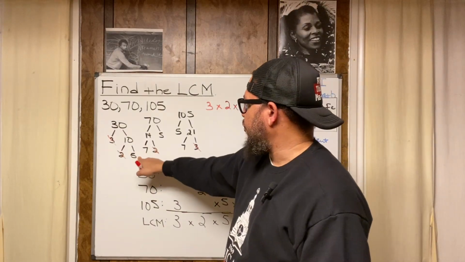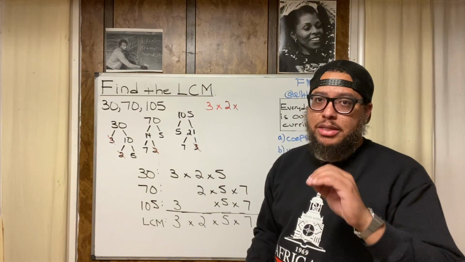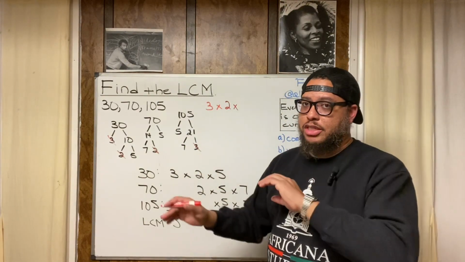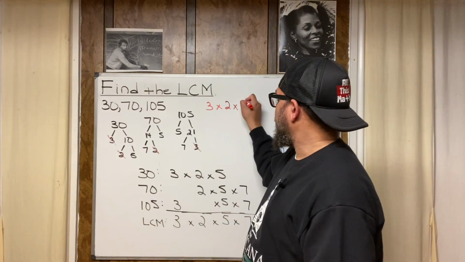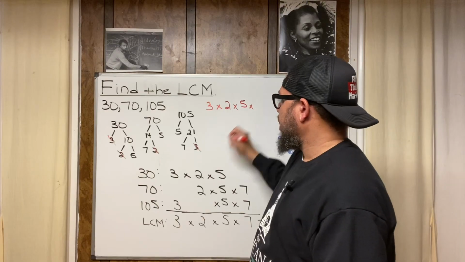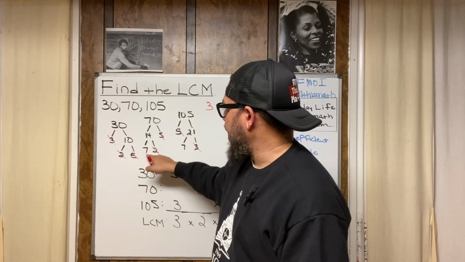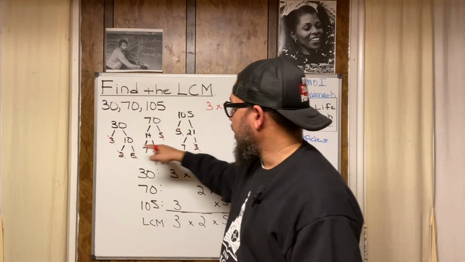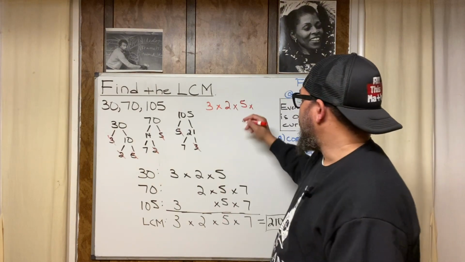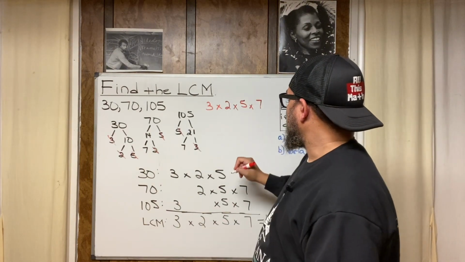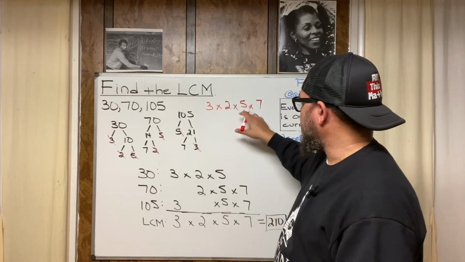And then this has a 5, this has a 5, this has a 5. They all have one 5. What's the maximum amount of 5s we saw in each prime factorization? 1. So therefore, we're going to use 5 one time. So cross the 5s out. And then this has one 7, this has one 7, this has zero 7s. What's the maximum amount of 7s we saw? 1. So then we do what we ended up doing down here: 3 times 2 times 5 times 7.